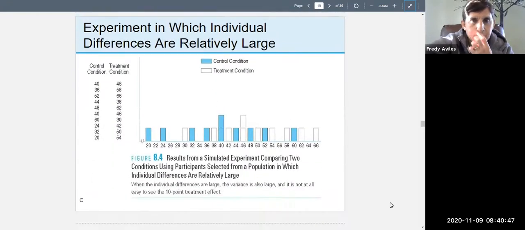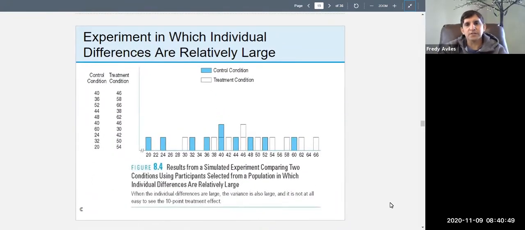And here's an example where there are large differences within the groups. So your control group there is in blue. And you can see that there's a lot of variation in the scores. If you look at the data on the left, the control group scores vary from like 20 to 60, it looks like. And then there's also a lot of variation in the treatment condition. Scores vary from maybe 30 to 66. There's a lot of variation there too.